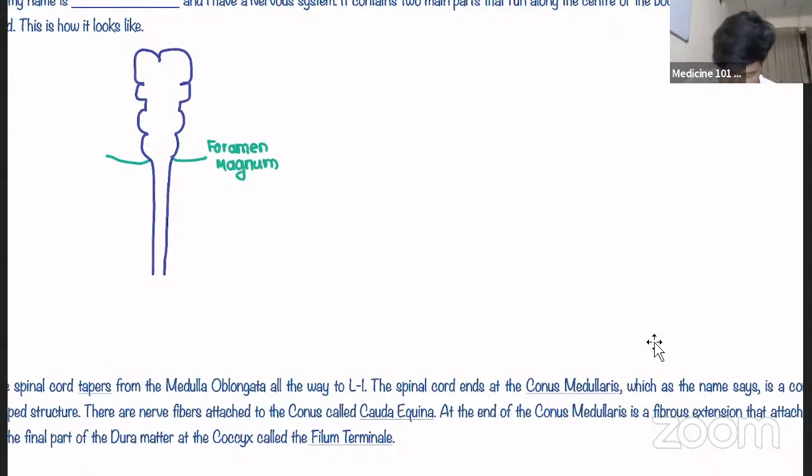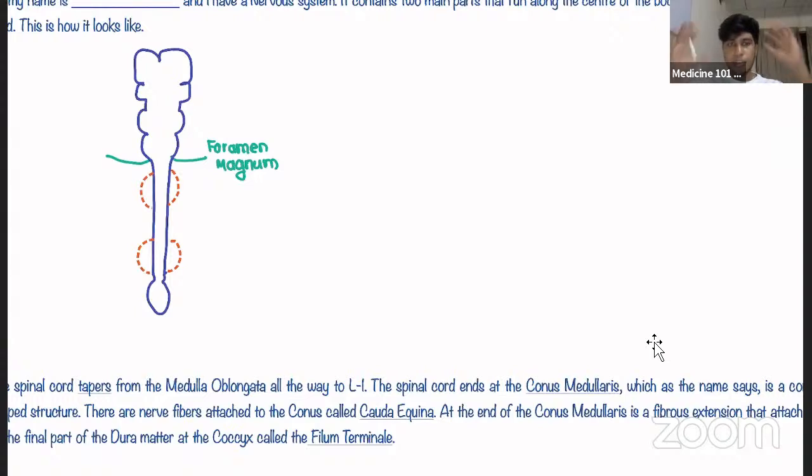This is called the foramen magnum. And guys, when you draw this, you should draw two bulging out regions, using a dotted line or something. In the cervical region and the lumbar region, there's two bulges. Can someone tell me why? Why is there a bulging out in those two regions, in the cervical region and the lumbar region?